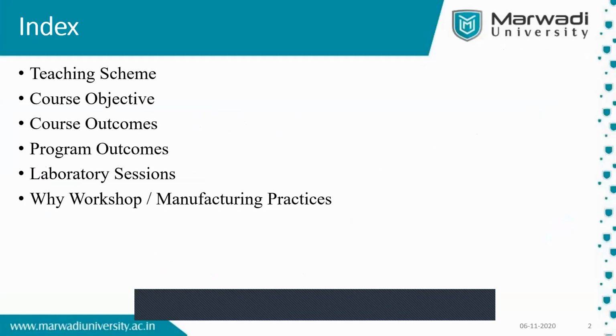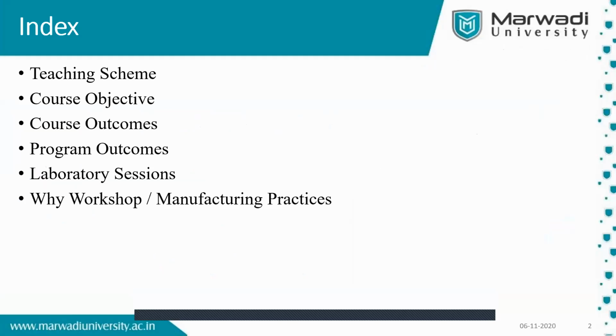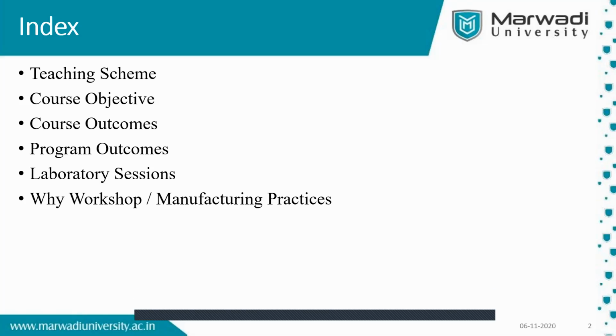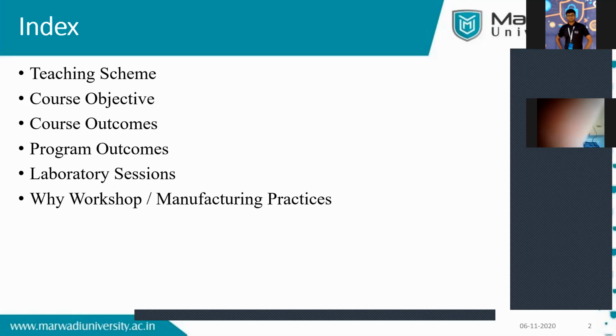So first of all, this is the flow of today's lecture: the teaching scheme, and after that the course objective, then the course outcome, then the program outcome, then the laboratory sessions. Right now we have only the first orientation lecture, so all students are on one platform. But whenever we have workshop sessions, we will be divided into different batches, like A, B, and C, as per your class batch.